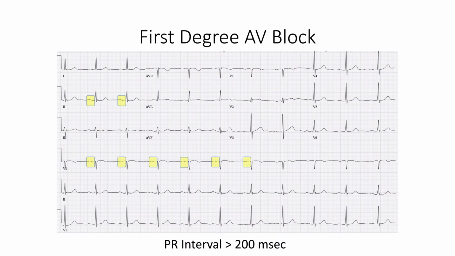So here are some windows showing the length of the PR interval, and that's greater than one large box, and so this is first degree AV block. As you can see here, the PR interval is greater than 200 milliseconds.